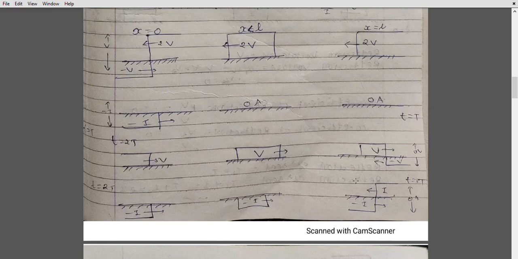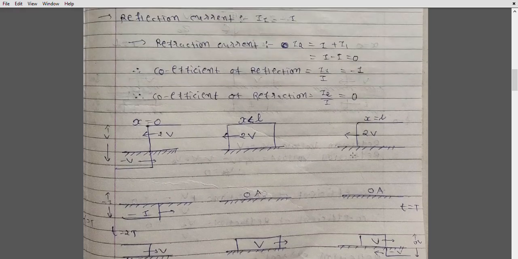This phenomenon of voltage, current and voltage distribution is due to the traveling wave of voltage and current, and it will repeat at periods of 4 time constants, and the time constant is nothing but the length of the transmission line divided by the velocity of wave propagation. Okay, this is for the line which is open circuited.